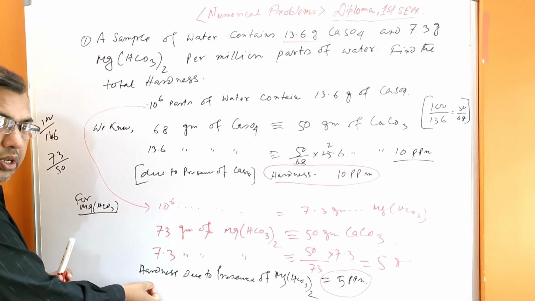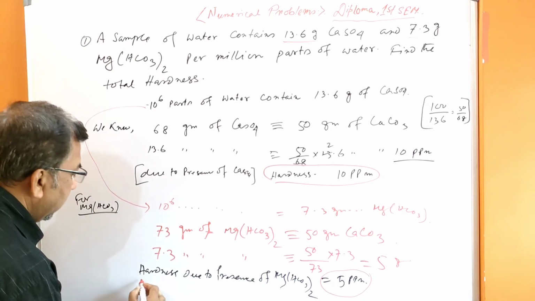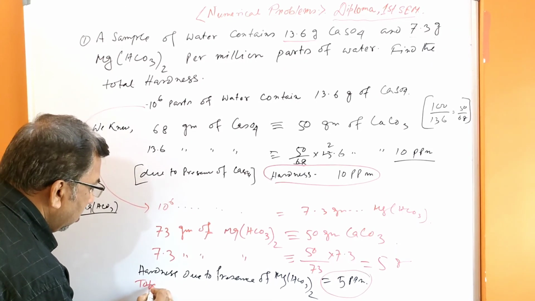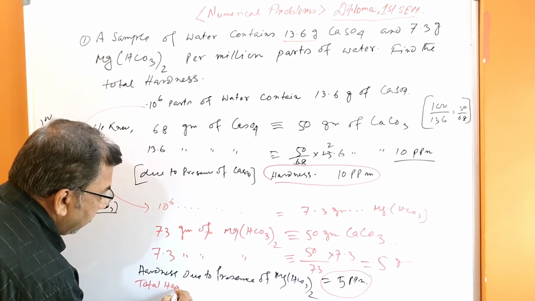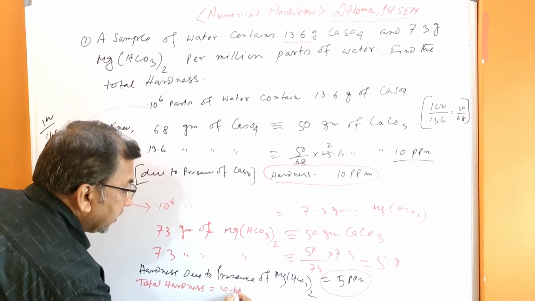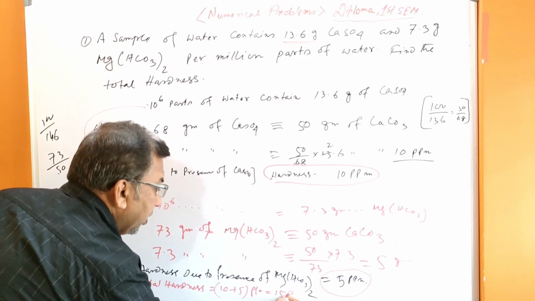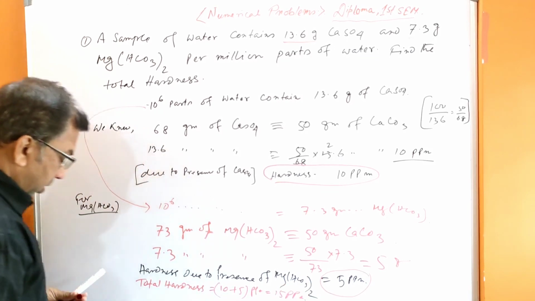What is looking out here? This time. This one. Okay. So total hardness equals 10 plus 5 ppm equals 15 ppm.